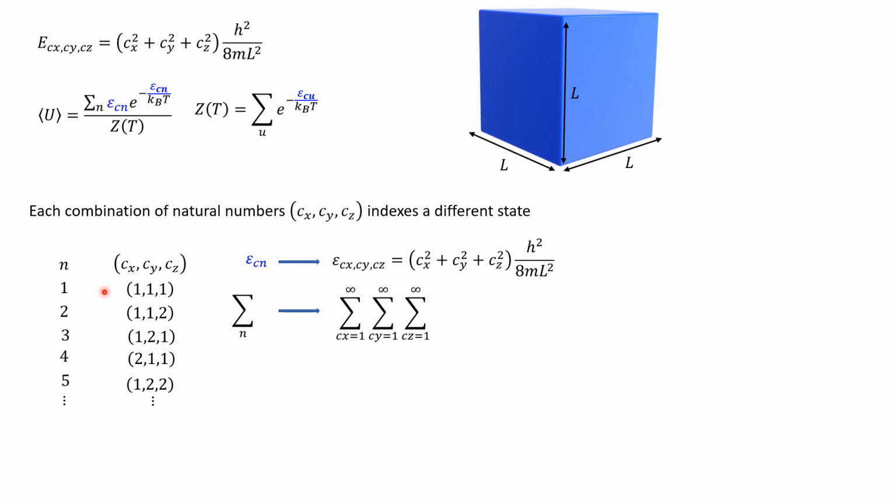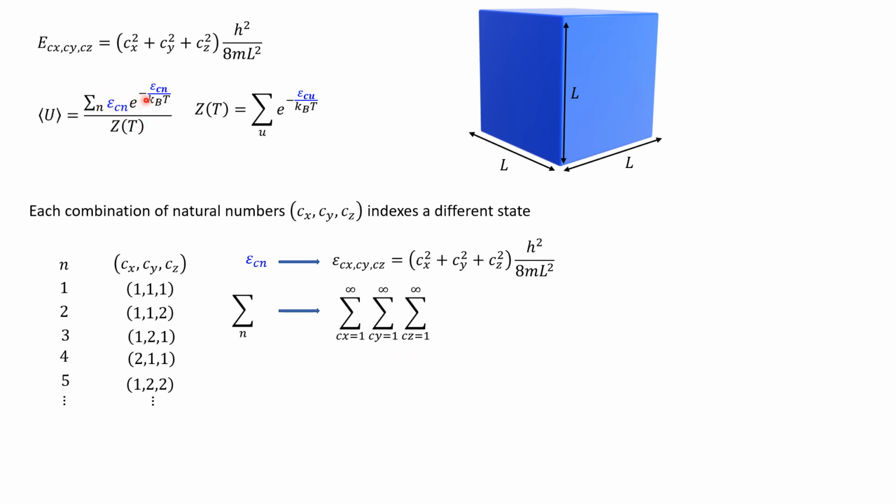So we could label this state here as n equal 1. We could call this state the state n equal 1, this state the state n equal 2, this state the state n equal 3, and so on. So this sum over n here will be reduced to a sum over all possible combinations of natural numbers. Recall that this sum must run over all states, so we have that the sum must be carried over all possible combinations of Cx, Cy, and Cz to include all possible states.